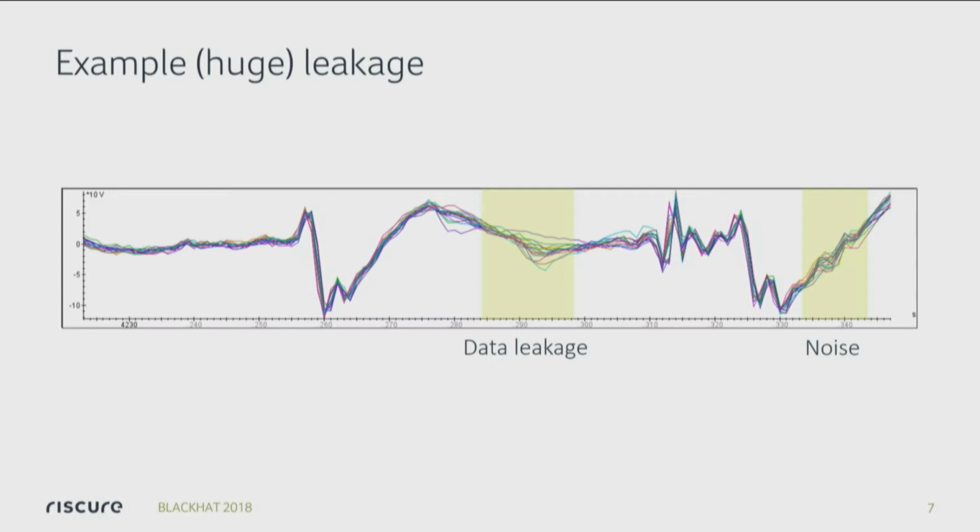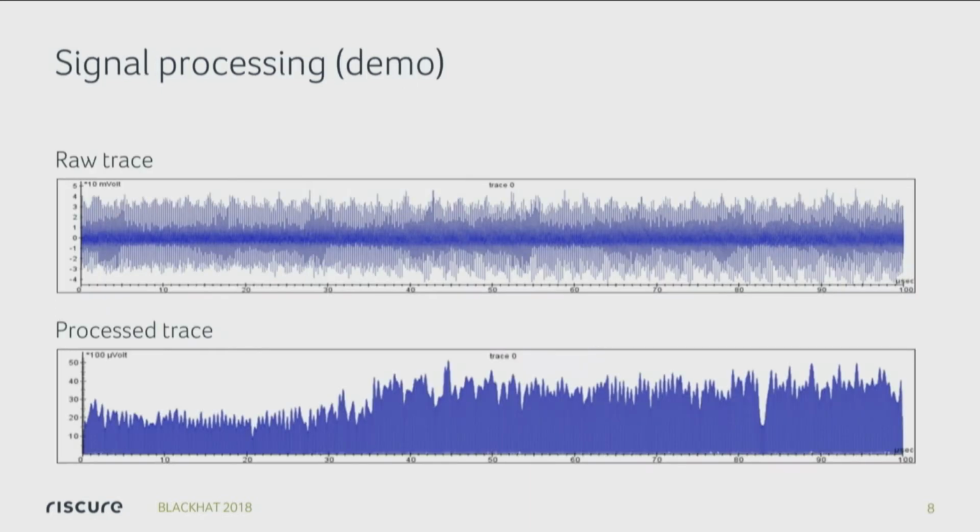Now, I'm saying really huge data leakage because here you can visually see that the traces are actually diverging, which normally, if you have a fairly well-protected device, the leakage is below the noise threshold. So you're not going to be able to see it with the naked eye. You need some kind of statistics and filtering to get to that point.